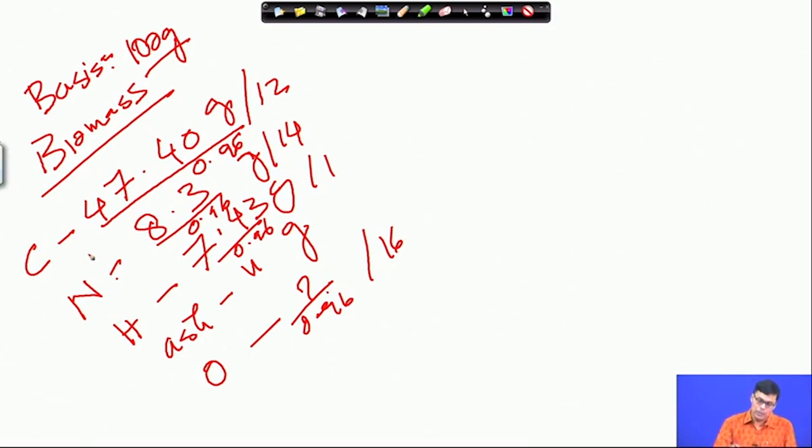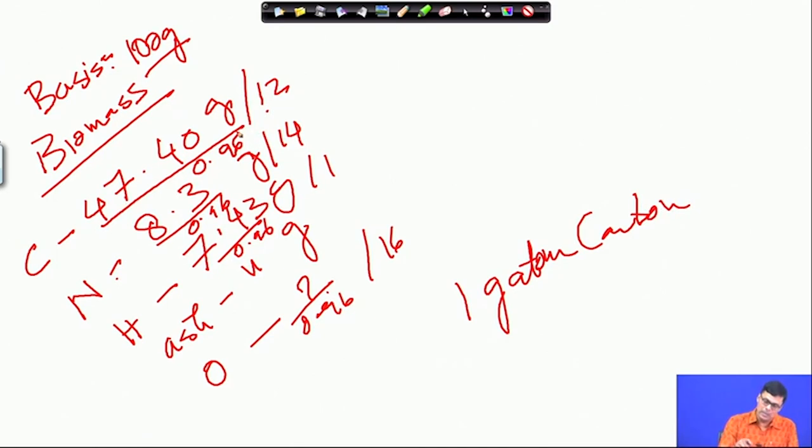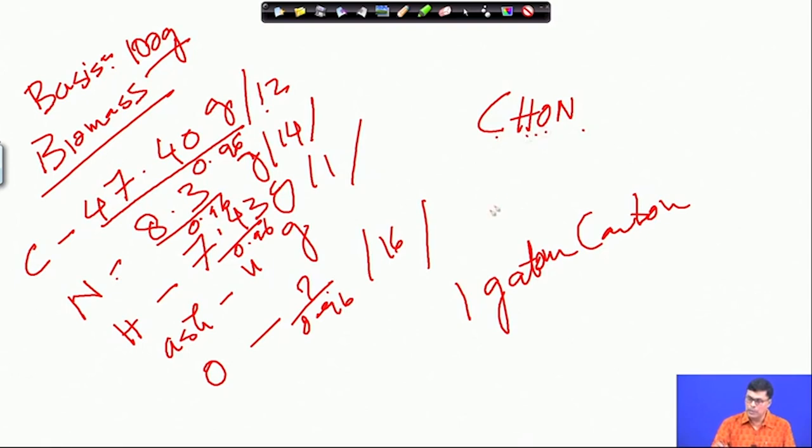Then we have to find out the biomass empirical formula on the basis of 1 gram atom carbon. How much carbon atom is there? This is divided by 12. Now, you divide all these things by this. Then you can find out per gram atom of carbon how much nitrogen is there, how much hydrogen is there, how much oxygen is there. Now, if you have this, then you can put it in the equation like CHON. We can write the different figures as per this. Carbon is one, but the others will be different. So we can have the empirical formula like this, and then we can find out the molecular weight of this particular formula.